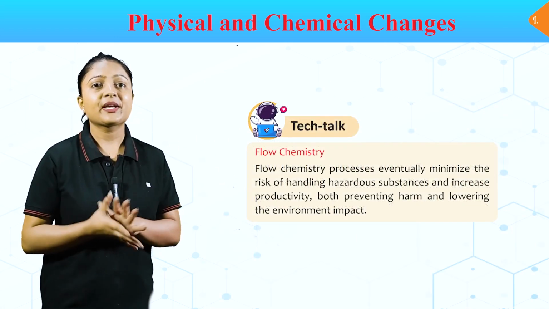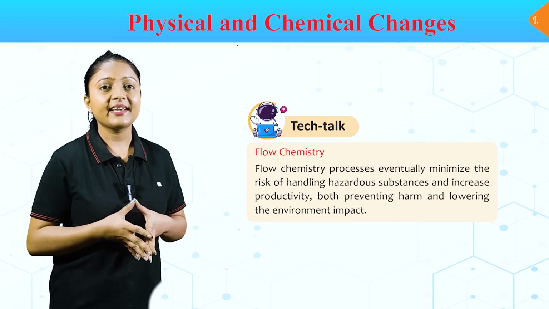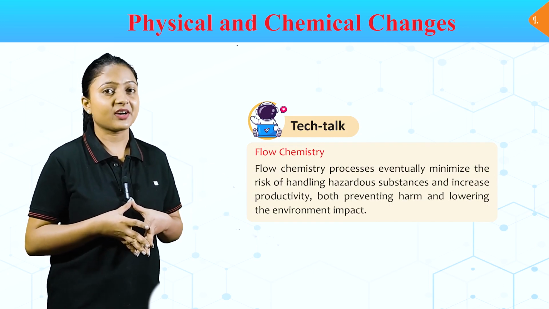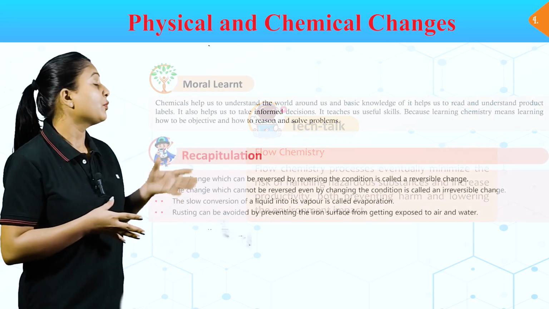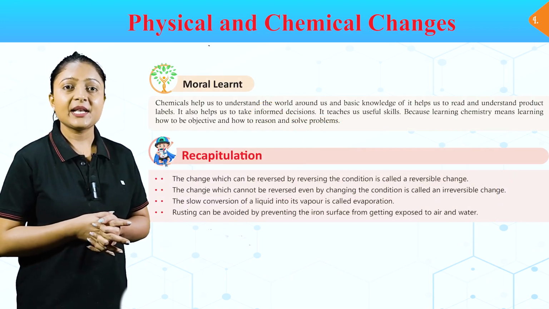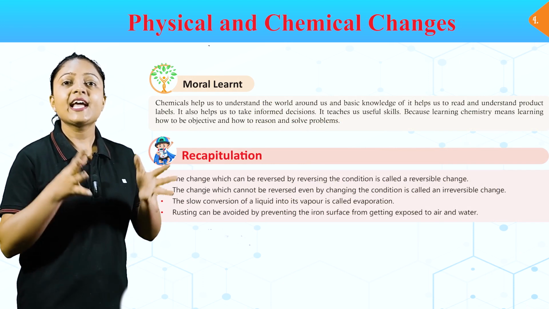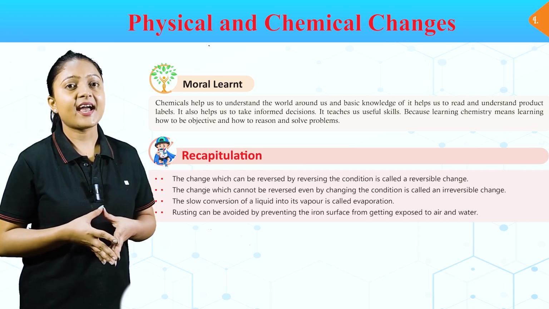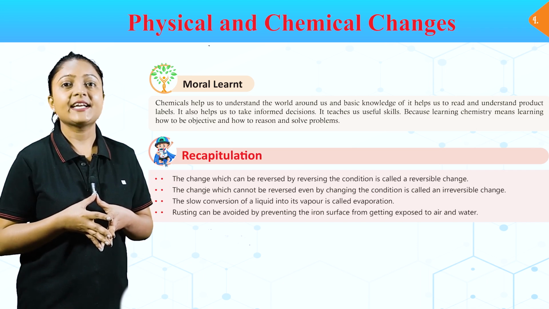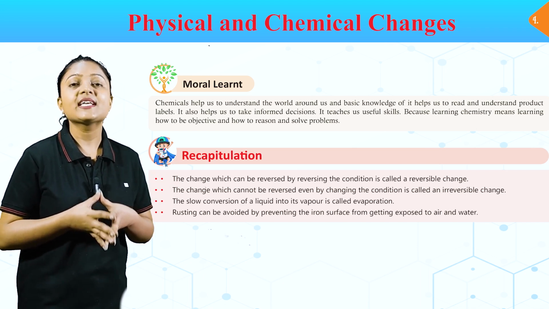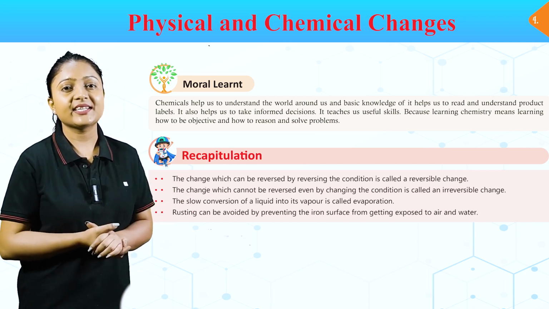Tech Talk. Flow chemistry. Flow chemistry processes eventually minimize the risk of handling hazardous substances and increase productivity, both preventing harm and lowering the environmental impact. Moral learned. Chemicals help us to understand the world around us, and basic knowledge of it helps us to read and understand product labels. It also helps us to take informed decisions. It teaches us useful skills because learning chemistry means learning how to be objective and how to reason and solve problems.